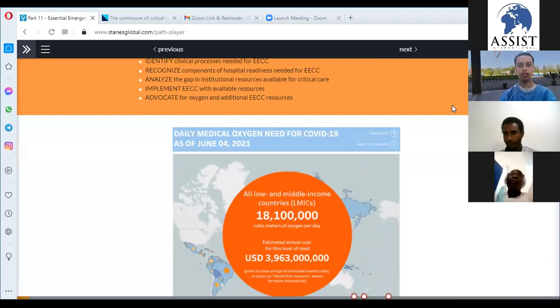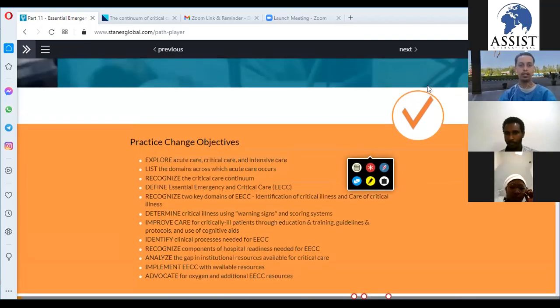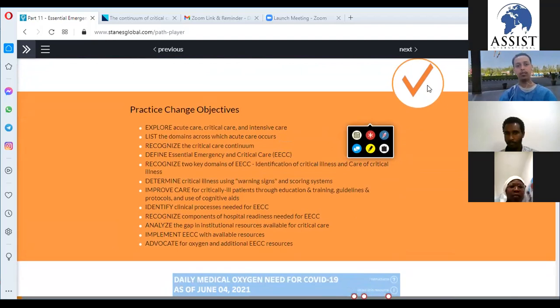So if Dr. Hussein, if you can pull the slide upward, I can see the objective. Yeah. So this is our today's practice change objectives. So we'll be able to explore acute care, critical care, and intensive care by the end of the session. We'll list the domain across which acute care occurs. We'll be able to recognize the critical care continuum. We'll define essential emergency and critical care. We'll recognize two key domains of essential emergency and critical care. The two domains are identification of critical illness and care of critical illness.